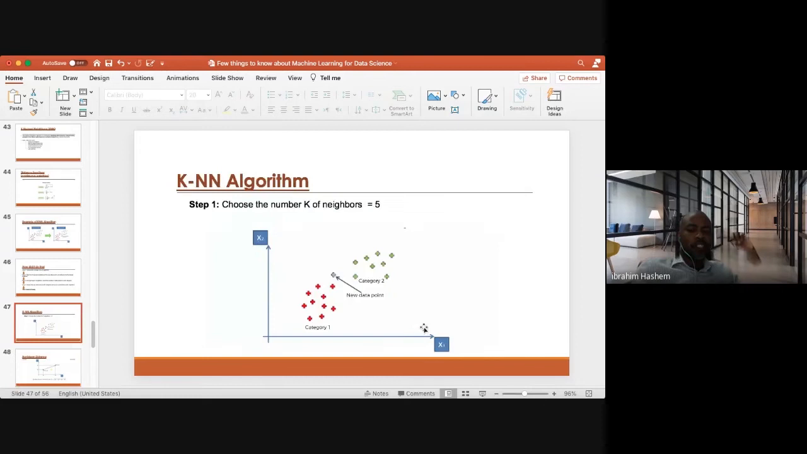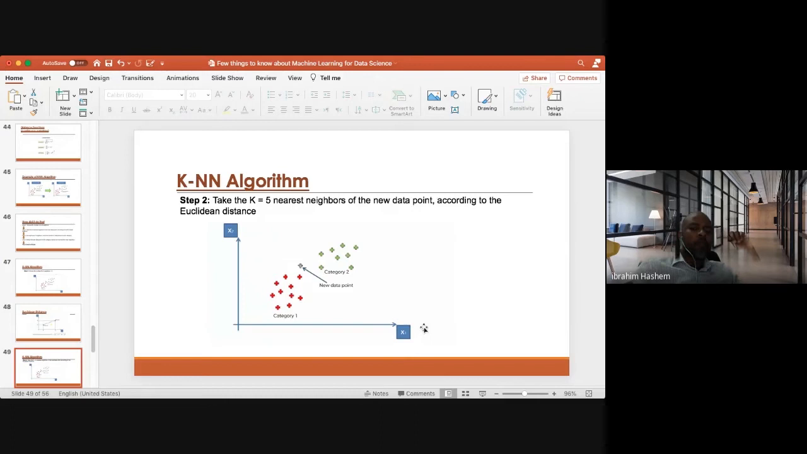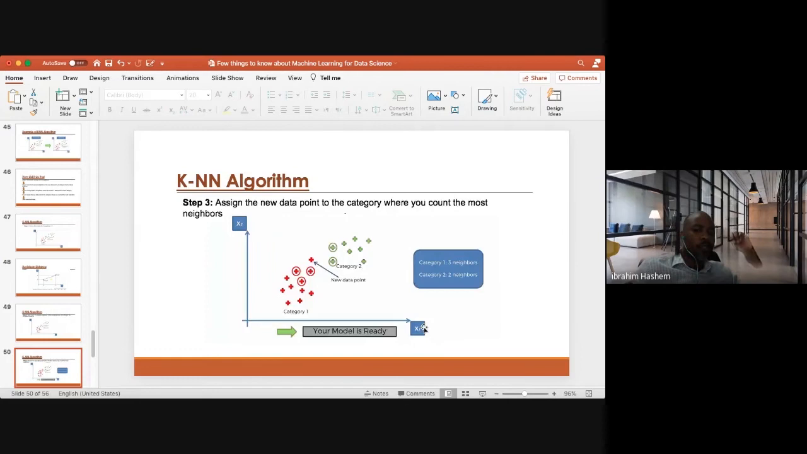Then we categorize the data points based on the number of data points which are close to our data point. Based on the calculation, we can see that there are 3 red data points which are close to our data point, and 2 from here which are close to our data point. Then the new data point will belong to category 1, which will be the red one. If we change the number of K to 3, probably this new data point may fall into category 2.